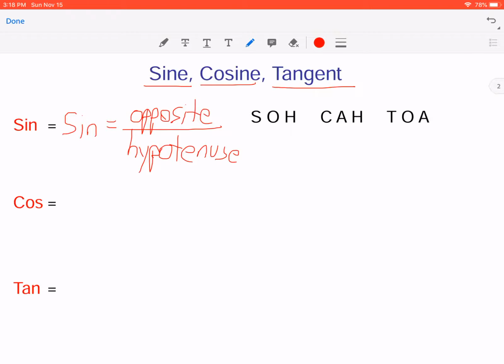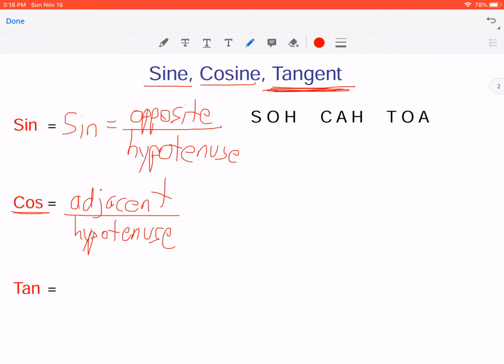Cosine is abbreviated COS. That's what it says on your calculator. It is two buttons above the number 8. Cosine stands for the adjacent side. That means right beside you. Remember adjacent angles. So the adjacent side divided by the hypotenuse. And tangent, that's the last one here, is two buttons above the number 9. It's abbreviated TAN. It stands for the opposite divided by the adjacent side.